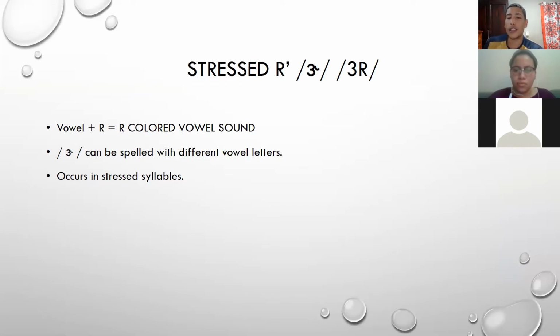The sound of this rhotic vowel, as it's called, is represented like a tree with a comma, or like a tree and an R. It is formed by a vowel plus an R, and it is also called R-colored vowel sound. This is the representation, as I mentioned. It can be spelled with different vowel letters. And, girls, this is the most important: it occurs in stressed syllables. That's how we'll spot the difference, and you may differentiate one from the other faster, because this one occurs in stressed syllables.